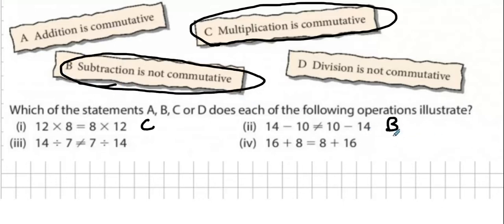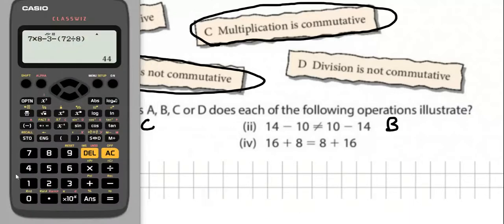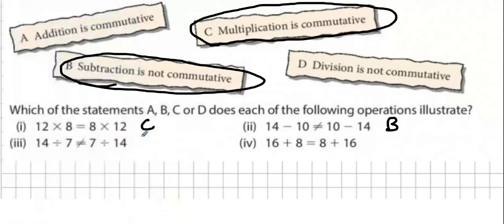That's B. Part 3. Is 14 divided by 7 the same as 7 divided by 14? No. If you aren't sure, you could use your calculator. 14 divided by 7 is 2. 7 divided by 14 is a half. So 2 does not equal a half. So what are we saying for this one?